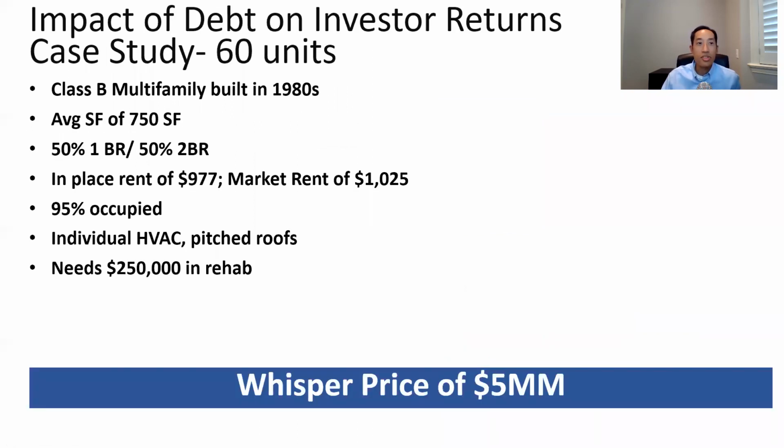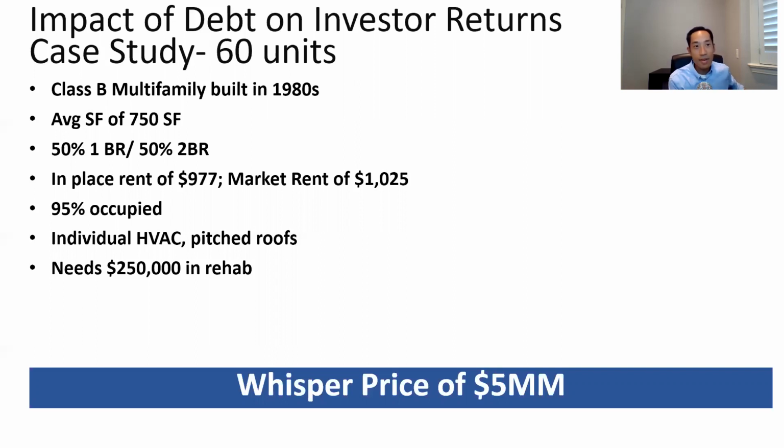So let's jump in. This is a 60-unit deal, built in the 80s, 750 square foot average, 1 beds are 50%, 2 beds 50% of the unit mix. In-place rent's about $977, market rent's about $50 more. It's a stabilized deal, 95% occupied. It needs about $250,000 in rehab. So the purchase price is about $5 million.